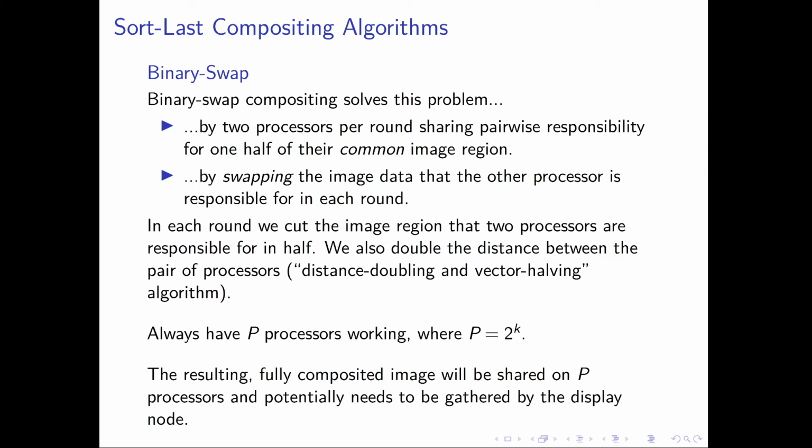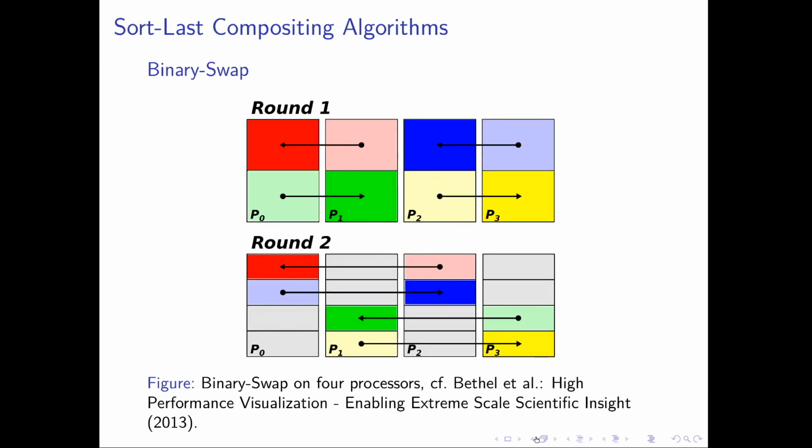Again, we have an algorithm that only scales for a number of processors that is a power of 2. And in the end, we'll again have a shared result, similar to the shared result that we had in the direct send case, where the result is distributed among all the processors. So here's the basic communication pattern for the binary swap algorithm with 4 processors.